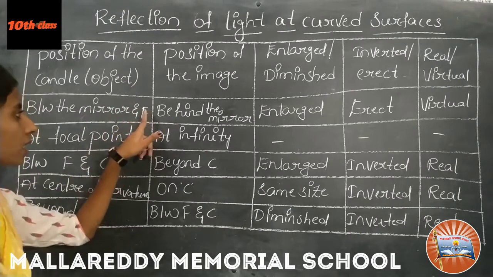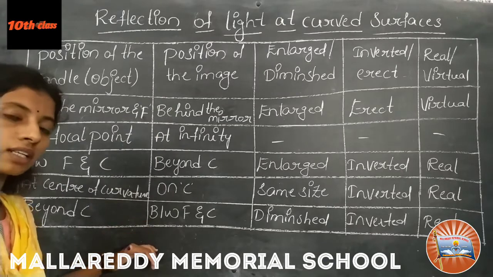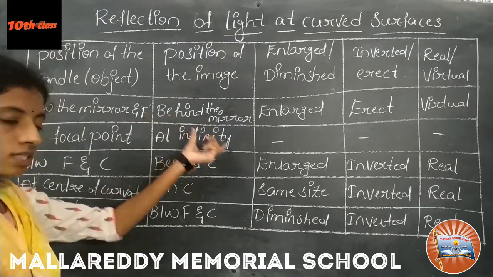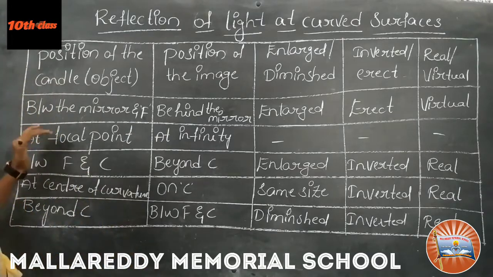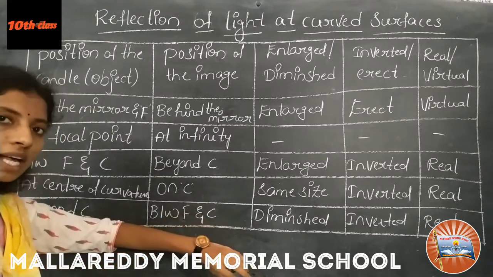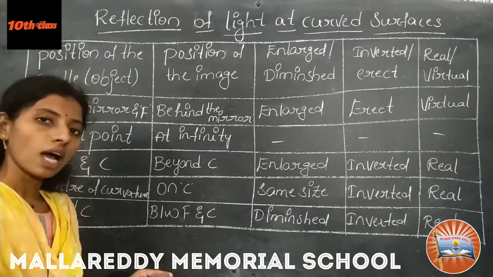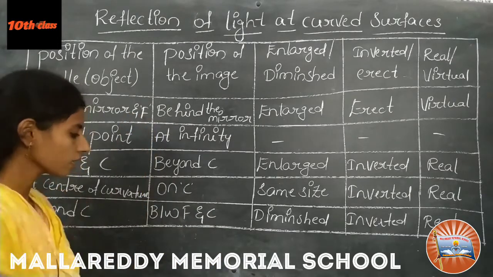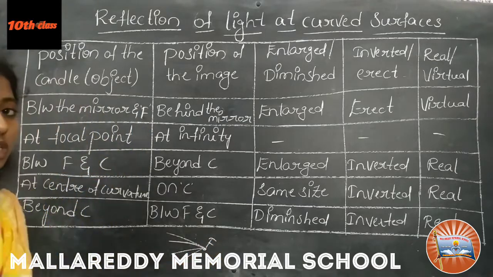F is nothing but the capital F here, which indicates the principal focus. We know what is meant by principal focus: when the rays are parallel to the principal axis, they converge at a point. That point is known as the principal focus.